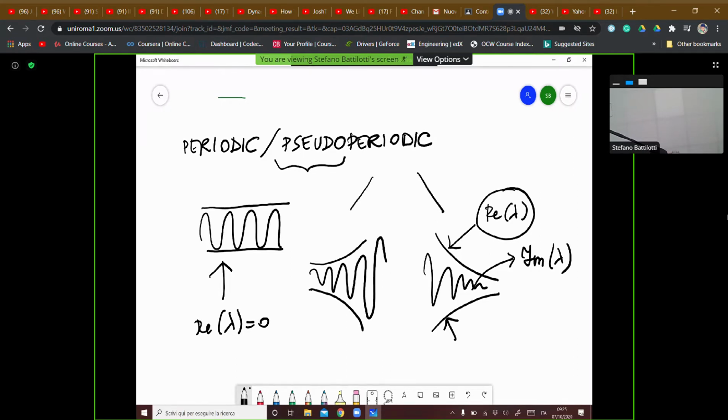In this case, as in the aperiodic mode, the real part of the eigenvalue is positive because in this way the modulating function, the exponential modulating function, is diverging. Okay. And again, the frequency of the oscillations will depend on the imaginary part. In the last case, the real part will be negative. Okay.